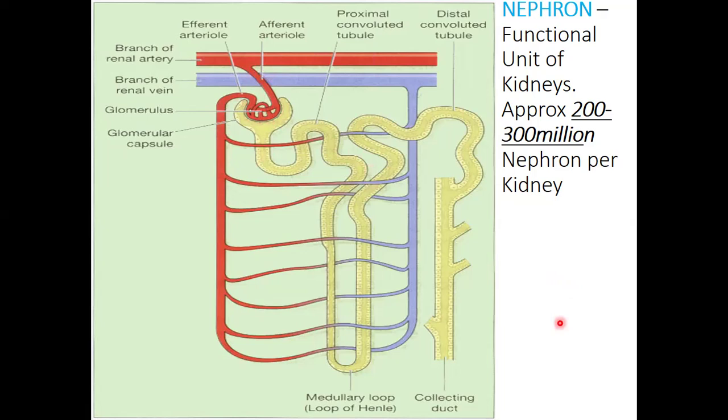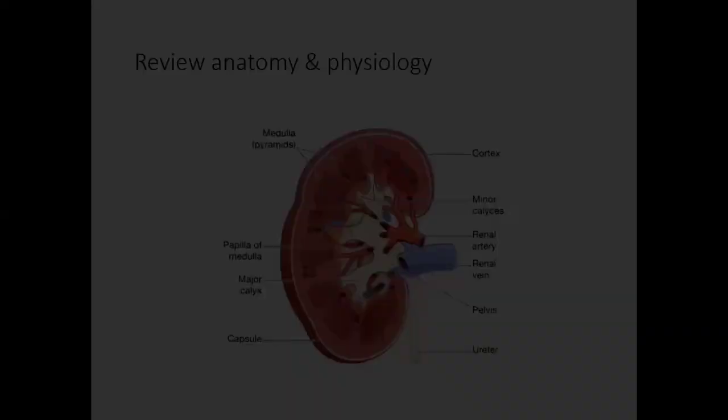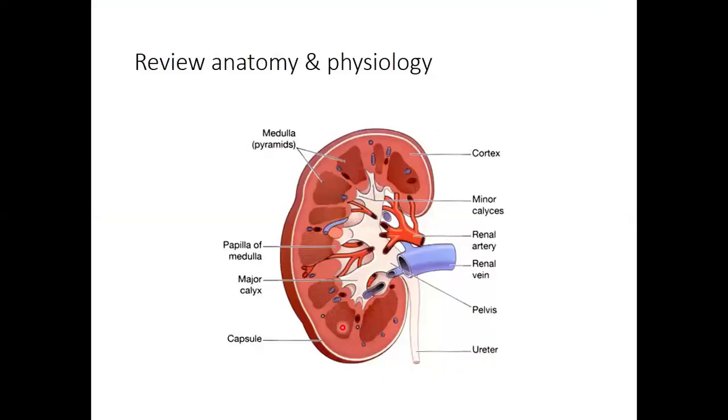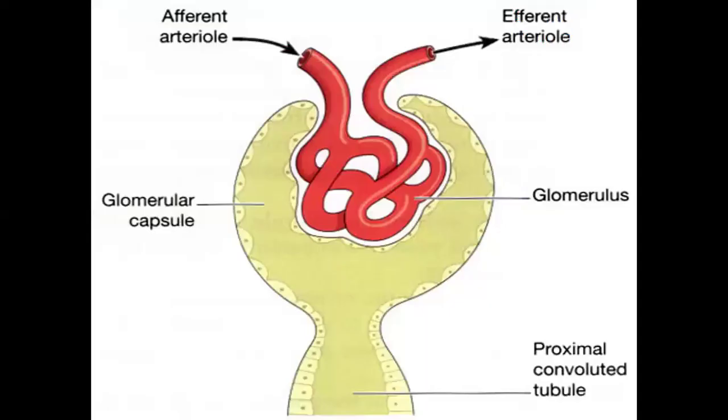When it comes to conditions of the renal system, you must be able to know how to draw and label a nephron. Some questions I may ask you to draw and label a cross-section of the kidney, and these structures should be there well labeled. So let's quickly dive into our program today.